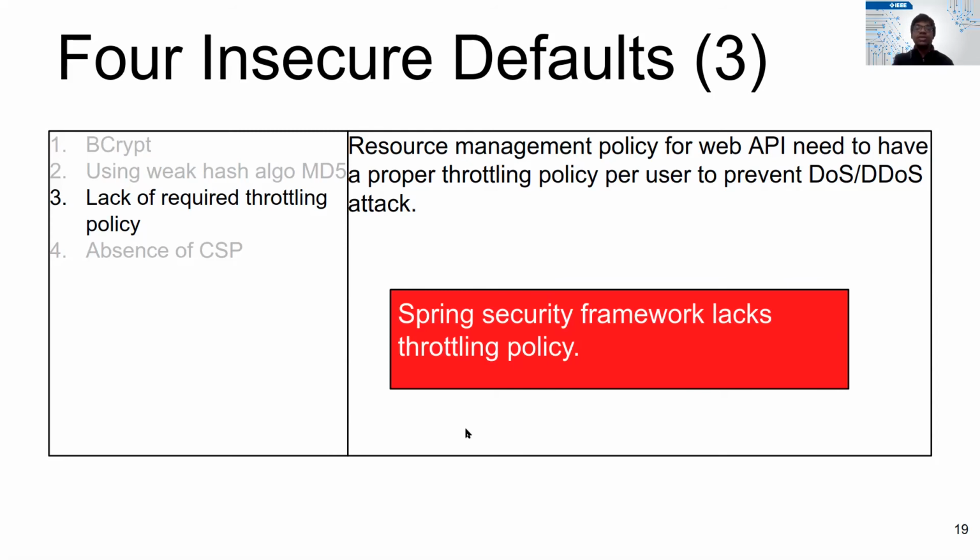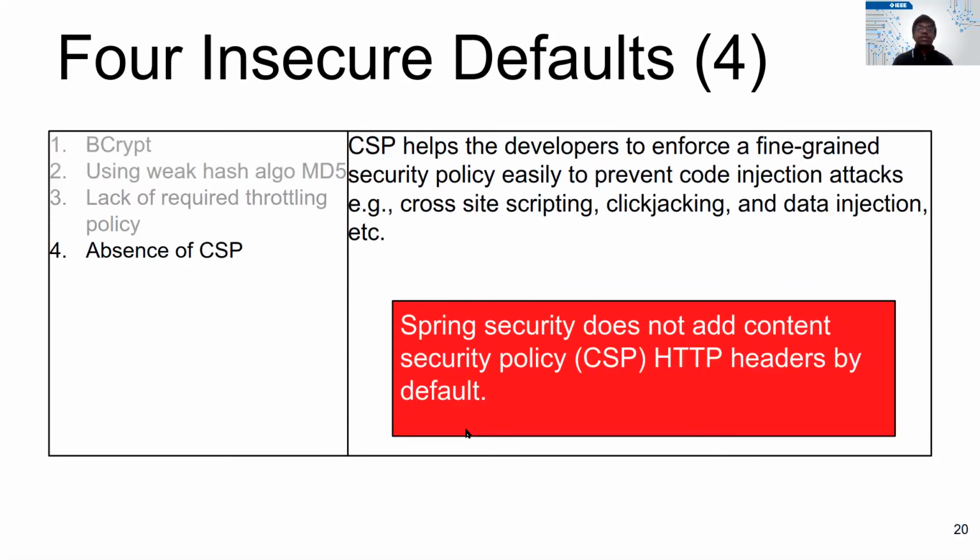to other users. Also, we have found that Spring Security does not provide a content security policy by default. The content security policy header helps the developer to enforce a fine-grained security policy to prevent code injection attacks such as cross-site scripting, clickjacking, and data injection. However, Spring Security does not provide that by default, and developers tend not to use it.